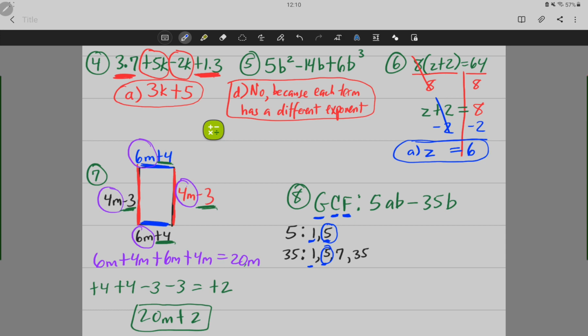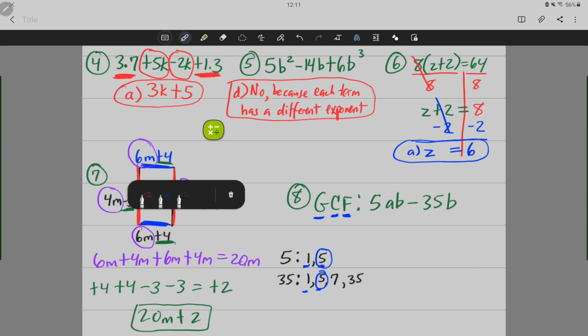Now that's not the only thing they have in common. Let me just move it down a little bit so we can see a little bit better. So we took care of the number part, but next to the numbers, they also have variables. In this case, use a different color. For the number 5, we have the variable a and the variable b. For the number 35, I just have the variable b. So you can see that they also have a variable in common, which is the letter b.